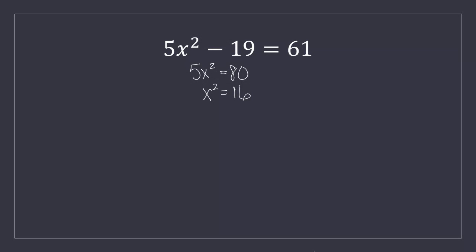Now that I've gotten the x squared by itself, I'm to the point where I can square root both sides, which I'm going to do, giving me x equals plus or minus 4. Don't forget that when you are square rooting, you always have two answers, the positive and the negative root of whatever you are square rooting, okay?